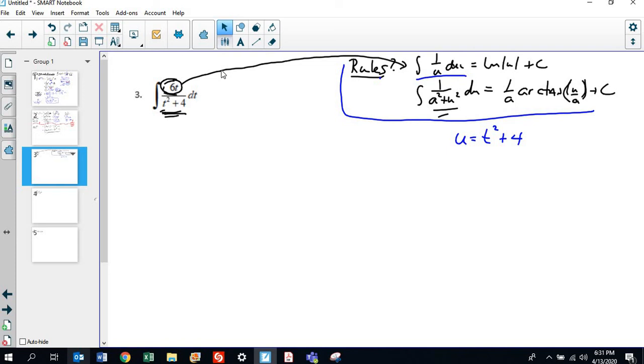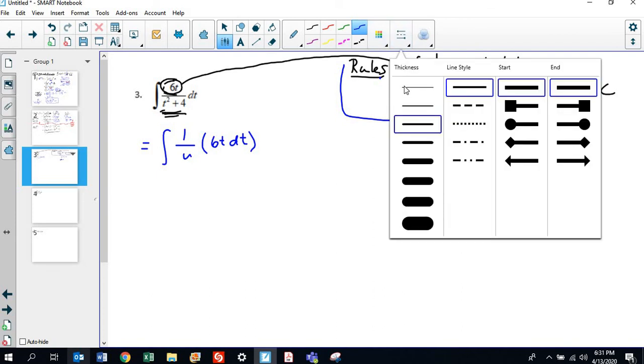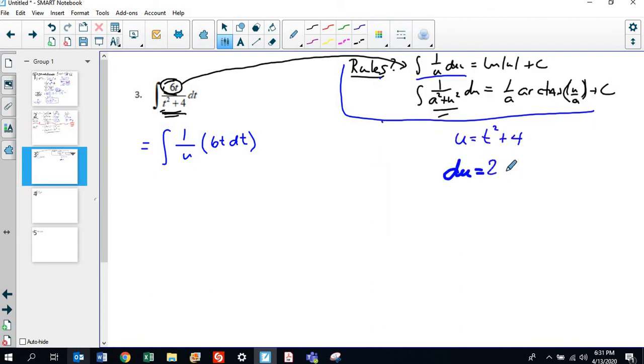If I let u be the bottom, then this gives me 1 over u. I'm going to pull this 6t out to the side and get 6t dt. Okay, so how's that going to work for me? Well, let's take a look. This is du, take the derivative. The derivative of t squared is 2t, the derivative of 4 is 0, so I get 2t dt. Is that what I have? No, I have 6, not 2. Well, just multiply both sides by 3, right? If I multiply by 3, 3 times 2 is 6, so I get 3 du's has to be 3 times 2, 6t dt.